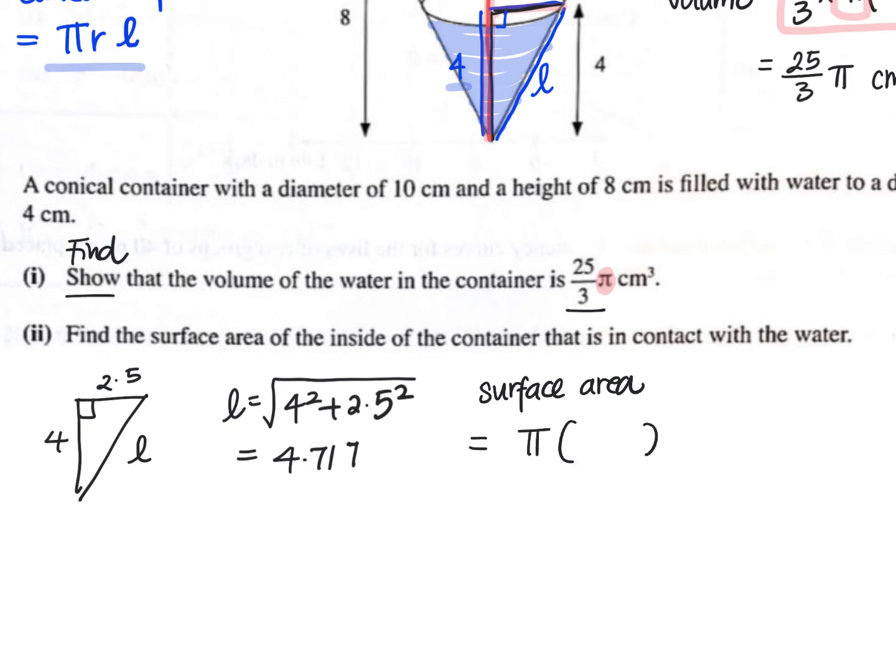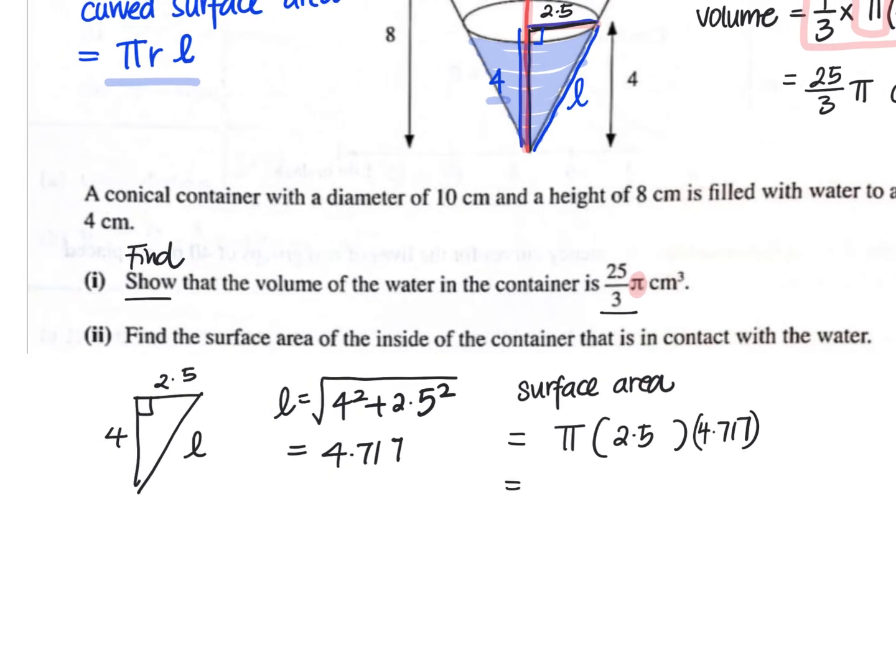Pi RL. The radius of the water is 2.5 cm, the L is 4.717. They never asked me to leave the answer in terms of pi, so it should be 2.5 times 4.717 times pi. And I got the answer 37.047, rounding off, 37.0 cm squared. Okay, have you gotten your answer?